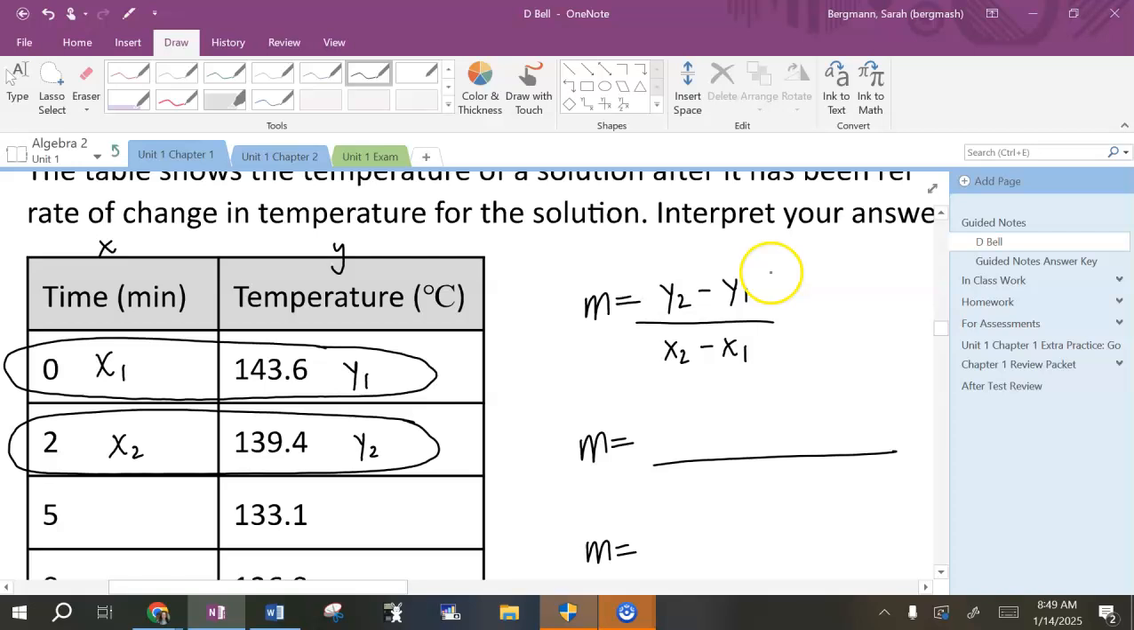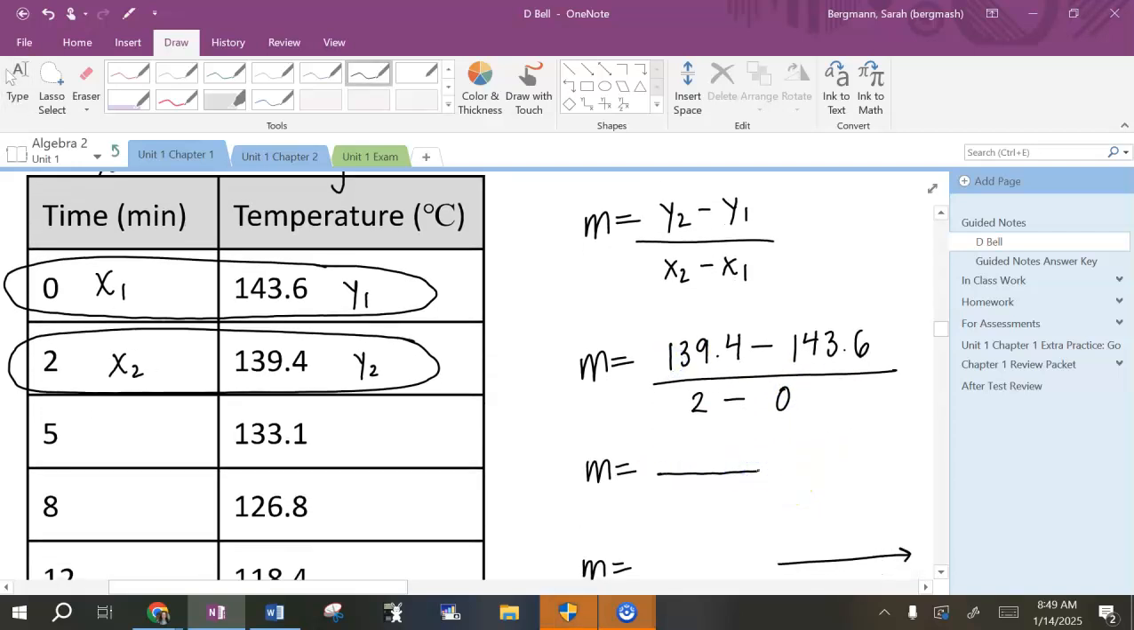Then I write down my formula that we just talked about. I chose to do y2 minus y1, so I know in my denominator I have to do x2 minus x1. And then I'll fill in the values. So for y2, I put 139.4. y1 is 143.6. x2 is 2. x1 is 0. So now you can either do this in your head or use your calculator. That numerator is going to be a negative number. 139.4 minus 143.6 gives us negative 4.2. And then in the denominator, it should be easy because we use that 0. 2 minus 0 is 2.